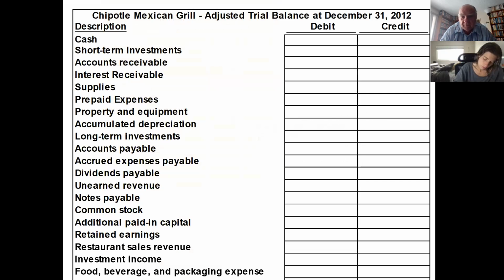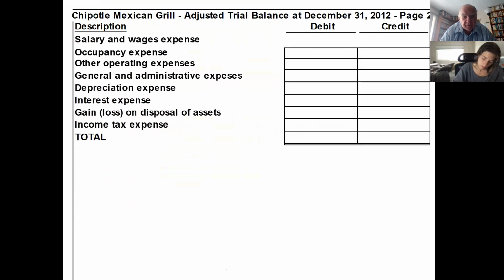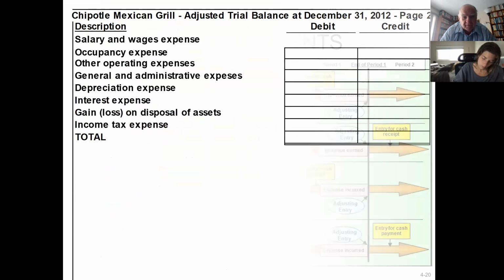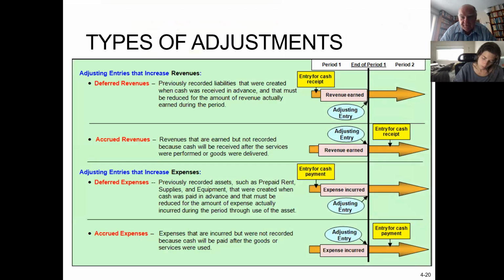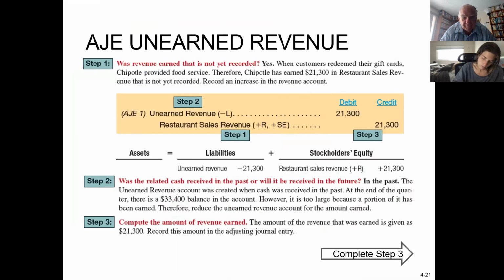Let's keep going here. And there is a blank Chipotle trial balance. We're back on this grid again. You can't look at that enough. So now let's look at some journal entries. An unearned revenue adjusting journal entry: revenue earned that is not yet recorded. Here's a real good example.